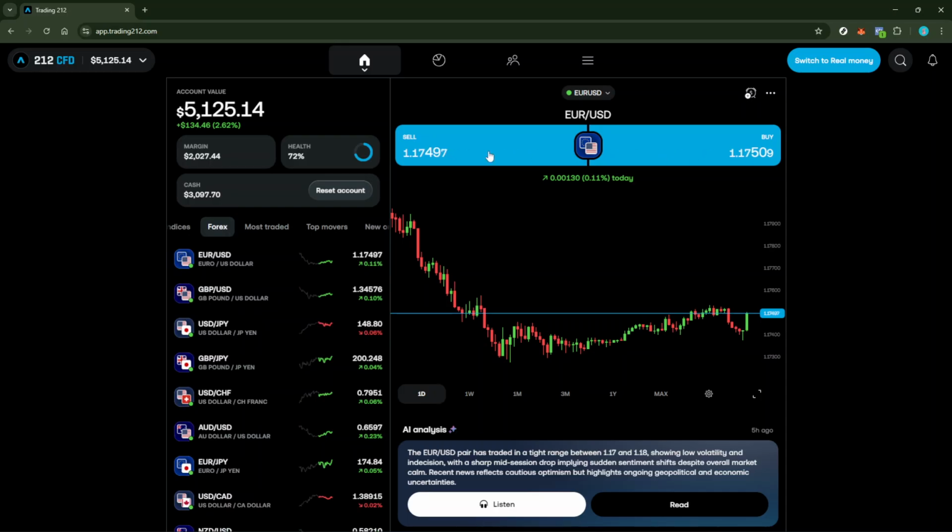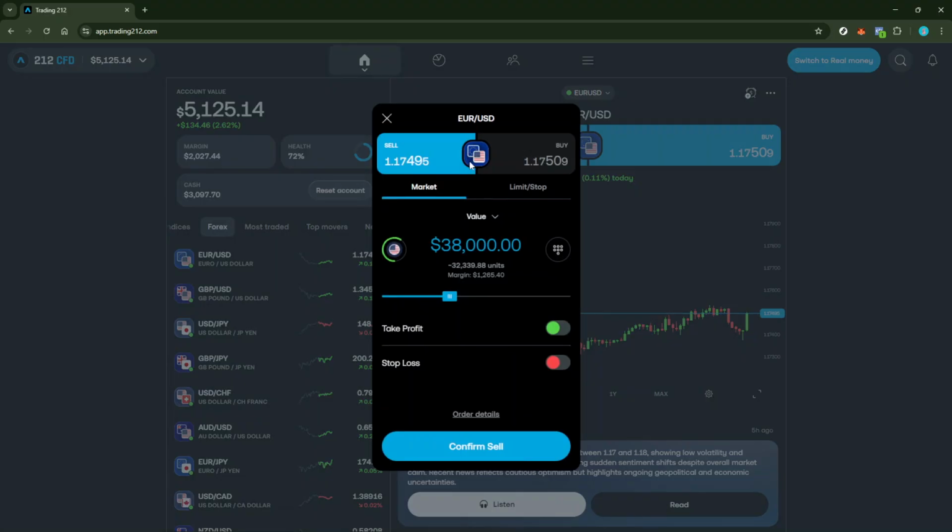Next, you'll need to focus on the order type. You'll see an option called Order Type, and here is where you have the chance to choose between a stop or limit order. Let's pause for a second and understand the difference.